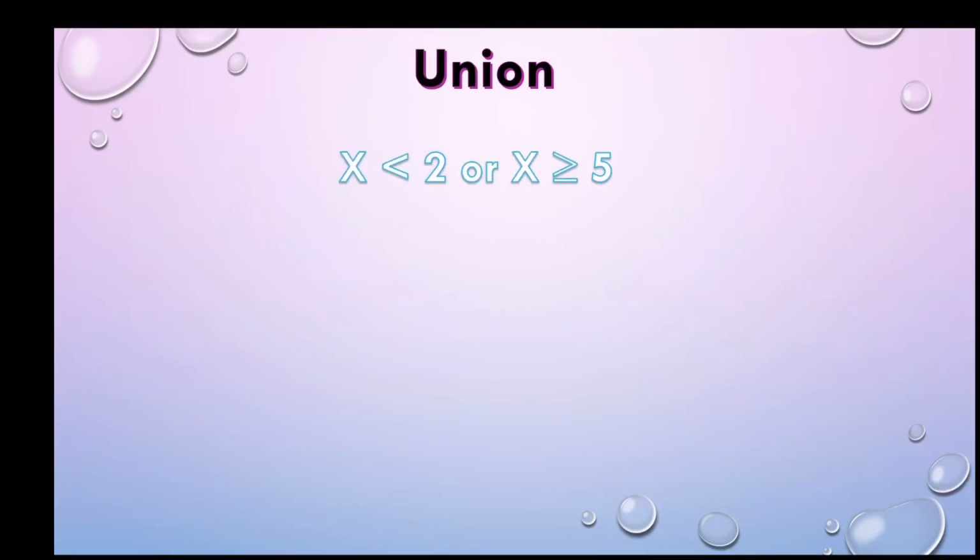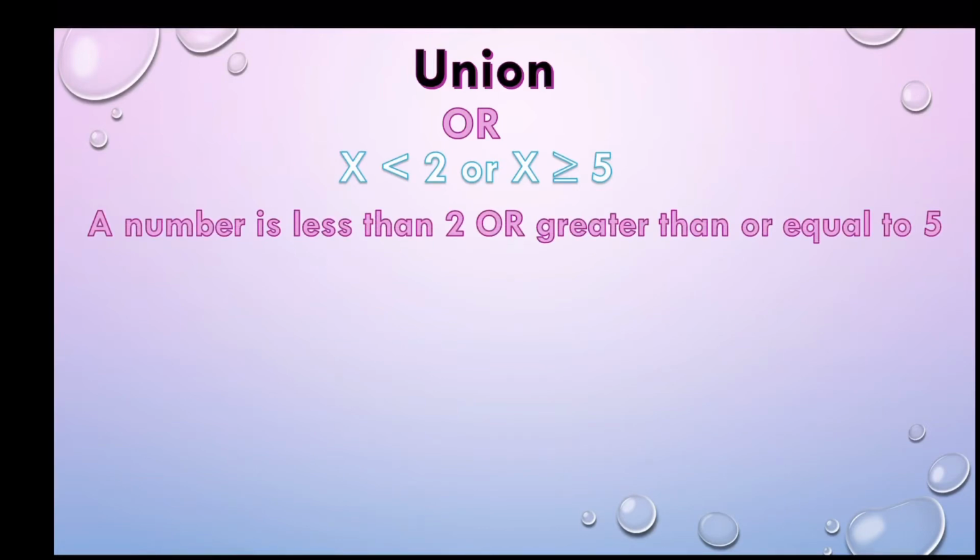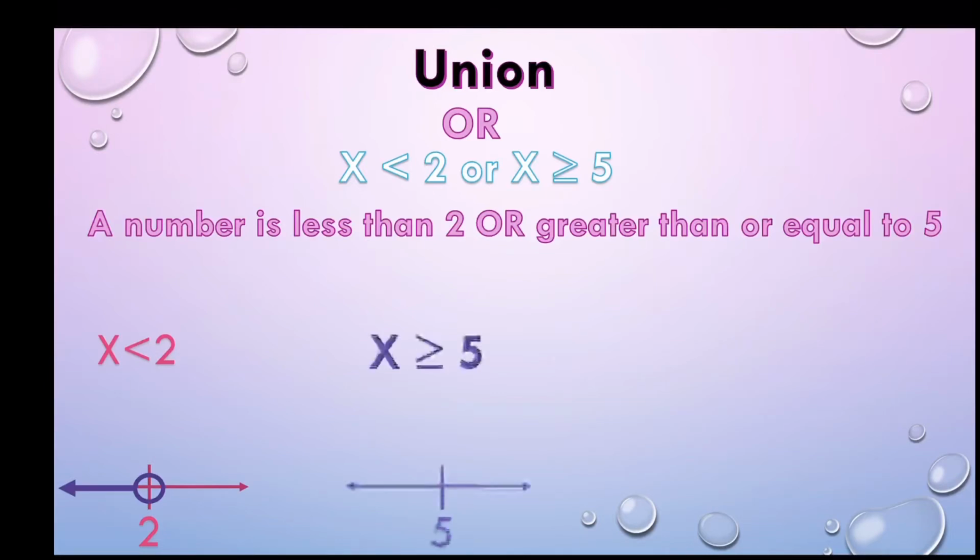Let's go look at what a union graph would look like. Remember, unions are an or. So this is read, a number is less than 2 or greater than or equal to 5. So I would first have to take my first part and graph that inequality. This time it's shading to the left. Then I graph x is greater than or equal to 5, and my graph shades to the right. No matter what, whether it's an intersection or a union, we place it on the same graph.